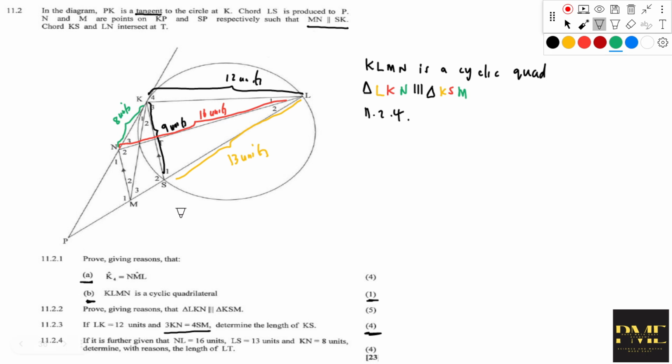Okay, all right, cool. Determine with reasons the length of LT. So open LT. LT, guys. So here's our LT. Our LT is from here to there. From there to there, guys.